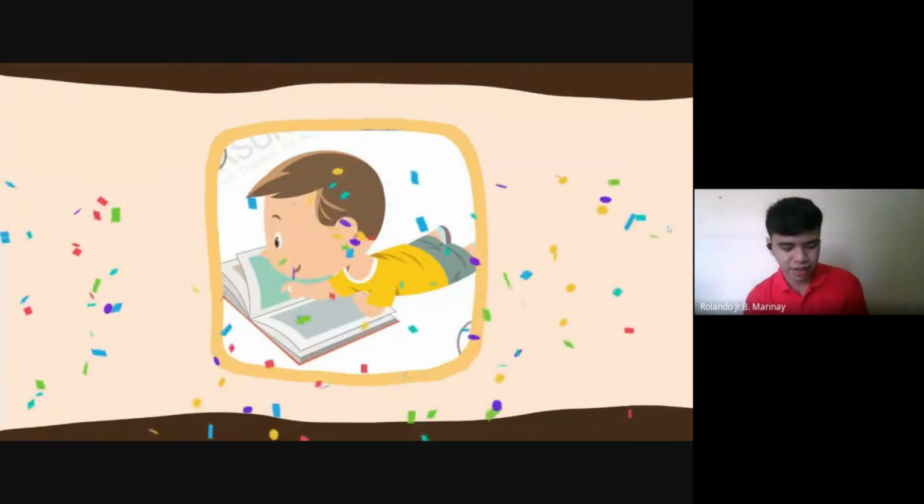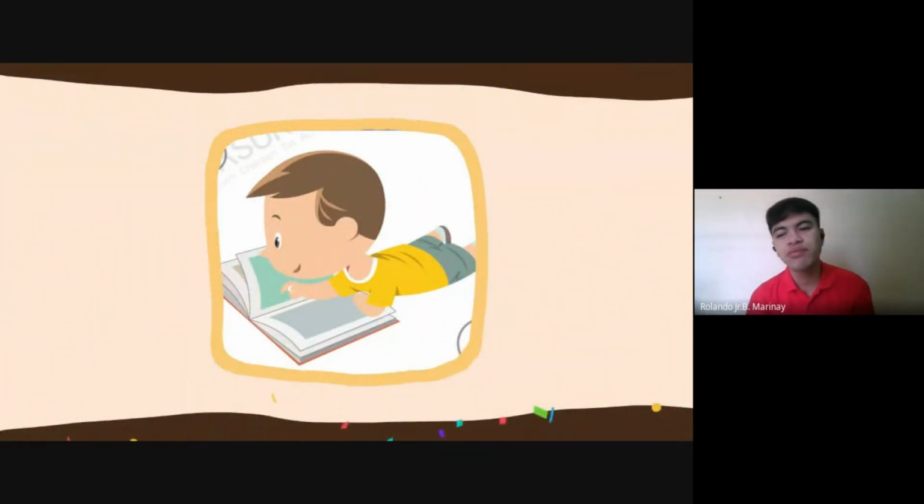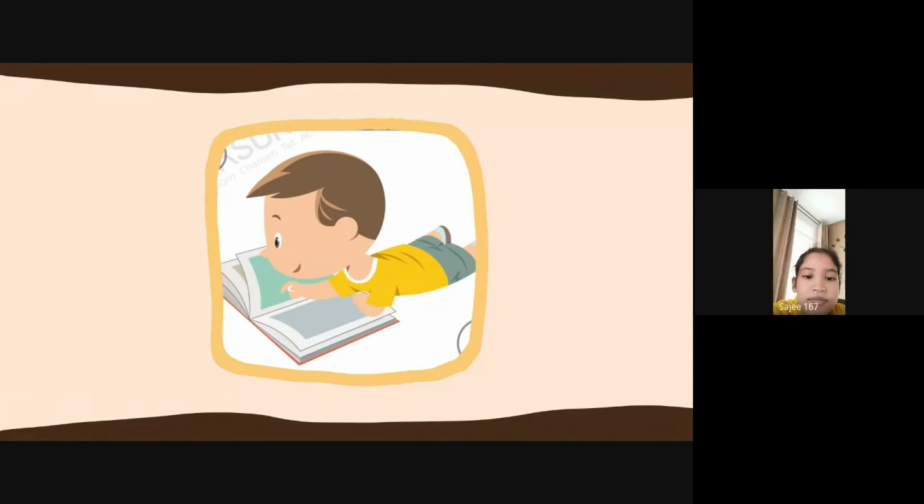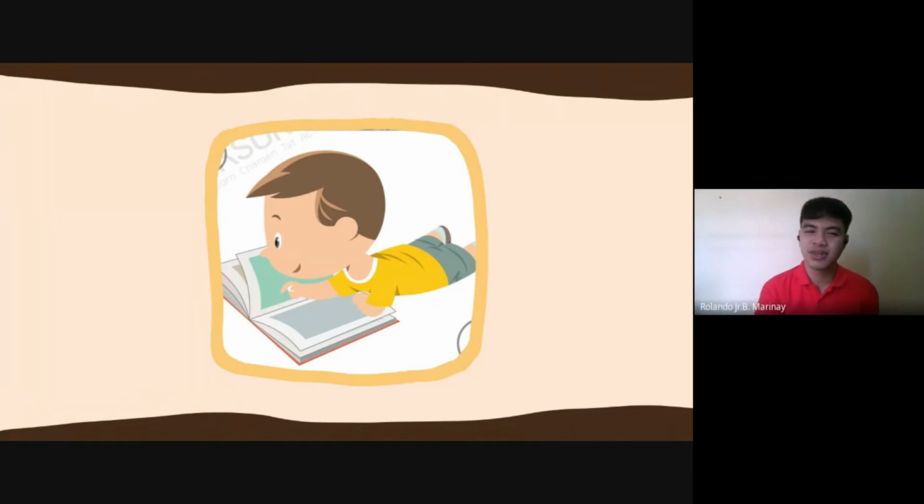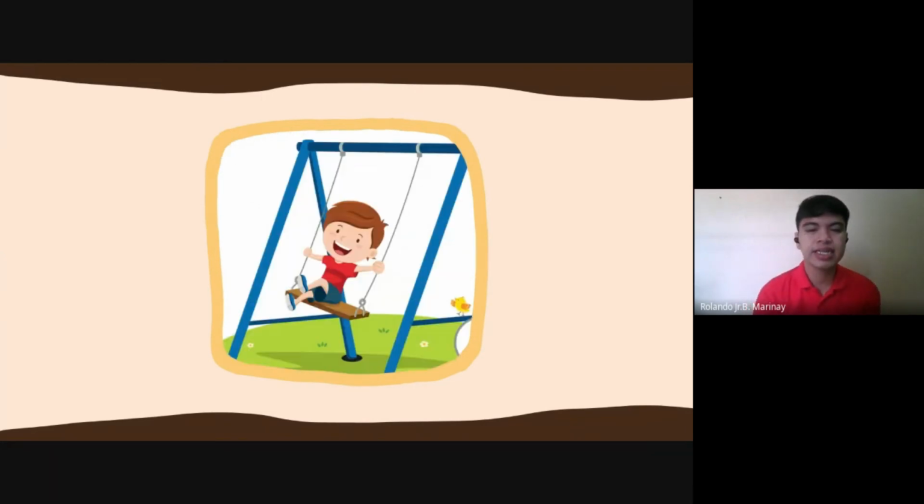Okay, next, number five. Does it show movement? No, it isn't. Good job. Very good. It's not moving. Okay, number six. Is it moving? Yes, it is. So, in movements, we show the force applied to an object or to a person.